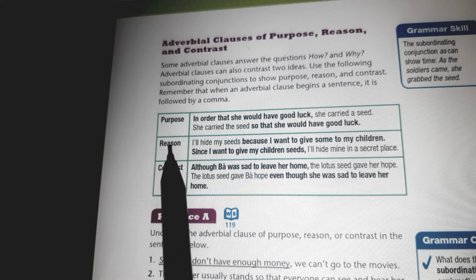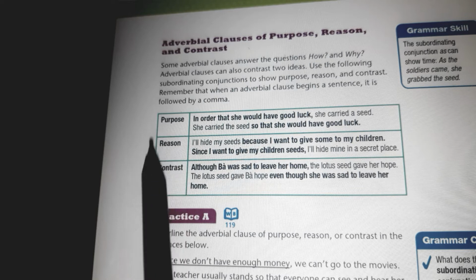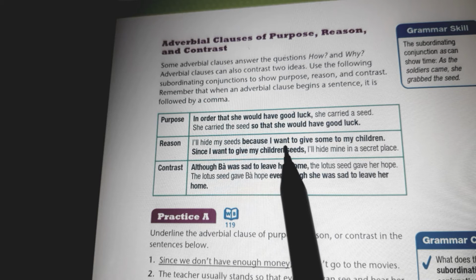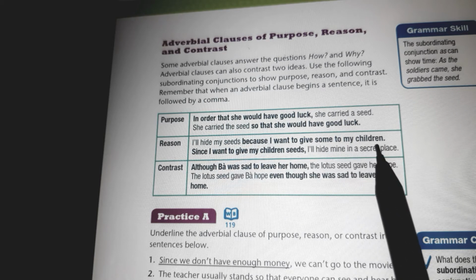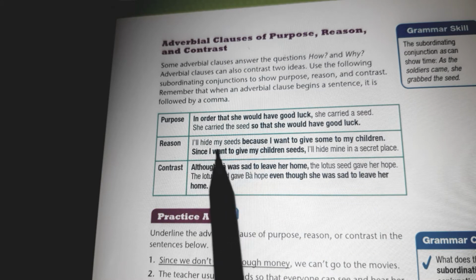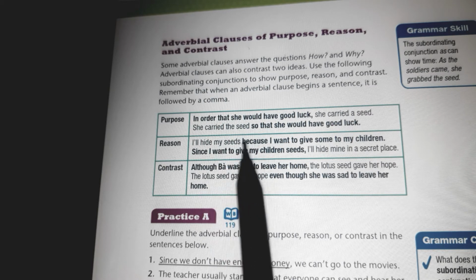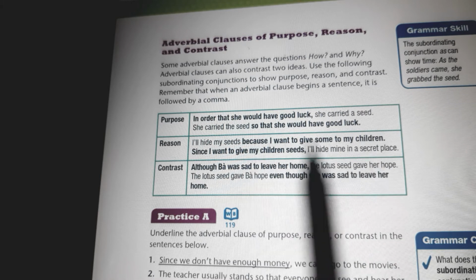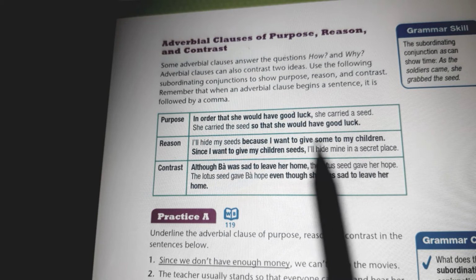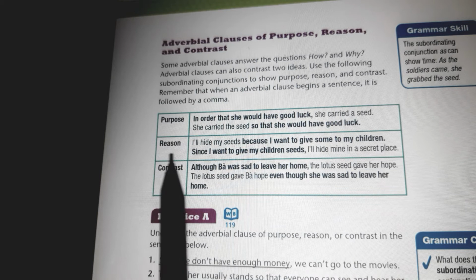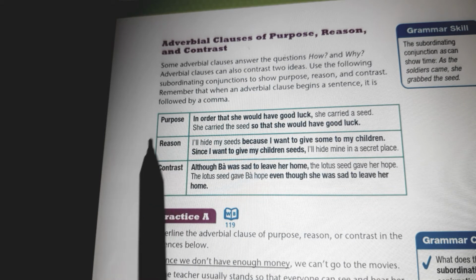Adverbial clauses of reason. For example, "I'll hide my seeds because I want to give some to my children." Why is she hiding the seeds? Okay, now we're talking about reason. So here also we are answering the question why. Because I want to give some to my children. This is a reason. So that's why, because we are explaining a reason, because we are showing a reason, that's why we called them adverbial clauses of reason.